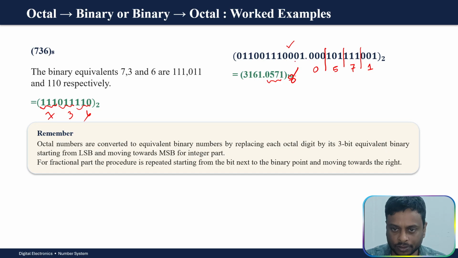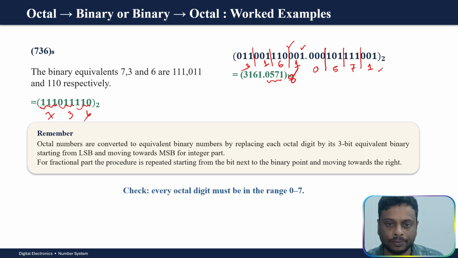So for the integer part, you can see this 3. Okay, starting from the LSB, this is the LSB of that integer part. Then you can take this one, and then this 3 you can take. So this is your 1, this is your 6, this is your 1, and this is your 3. Okay, so likewise you can get the octal number. So it is the octal to binary and binary to octal.